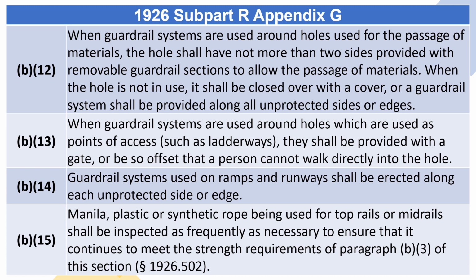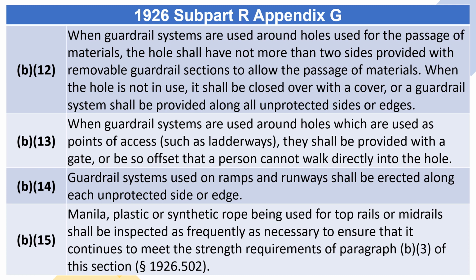(b)(13) When guardrail systems are used around holes which are used as points of access, such as ladderways, they shall be provided with a gate, or be so offset that a person cannot walk directly into the hole. (b)(14) Guardrail systems used on ramps and runways shall be erected along each unprotected side or edge.